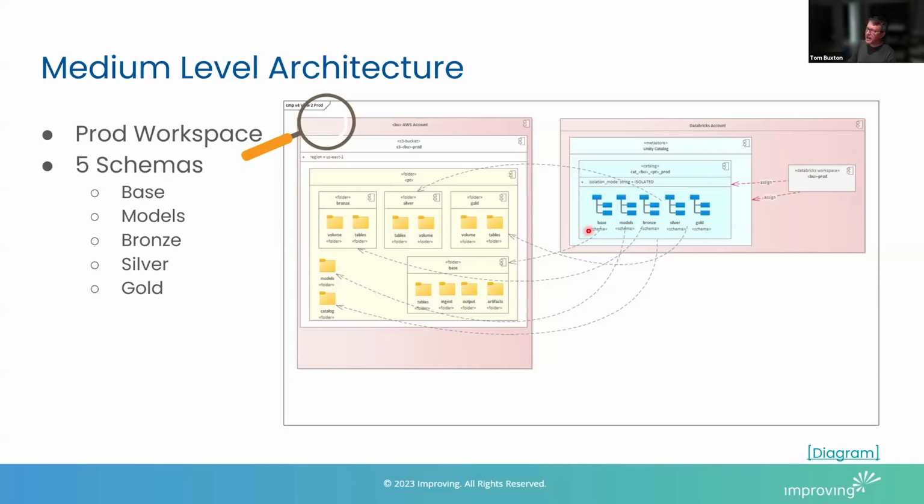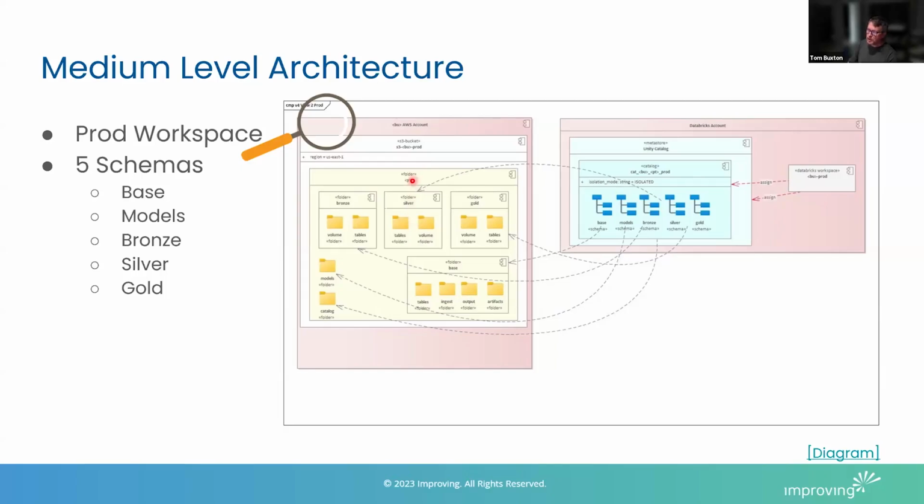Within our catalog, in this case, I have 5 schemas. We're going to see an example where we have more in a minute, but basically here I have a base schema, models, bronze, silver, and gold. And obviously bronze, silver, and gold follow the standard medallion architecture for a Delta Lake. Each one of those is storing its data not within the DBFS S3 storage that is configured for every workspace, but we explicitly store that, in this case, within a prod bucket within AWS.